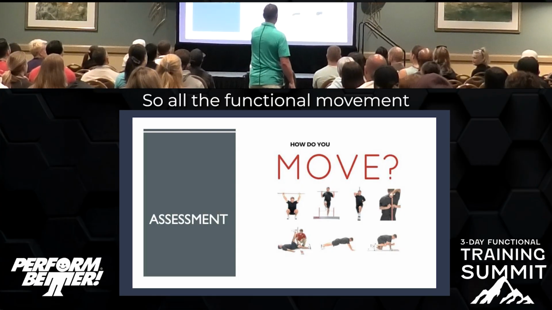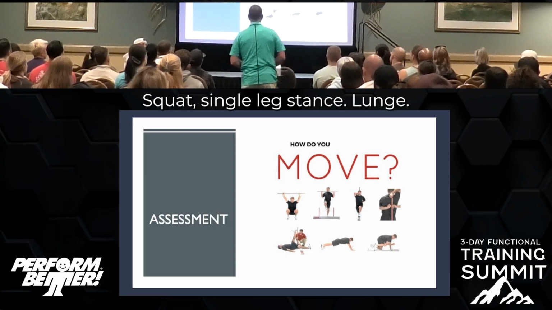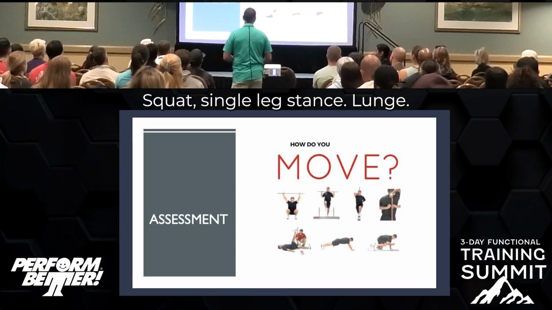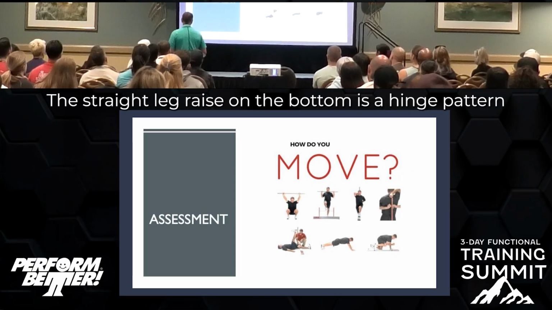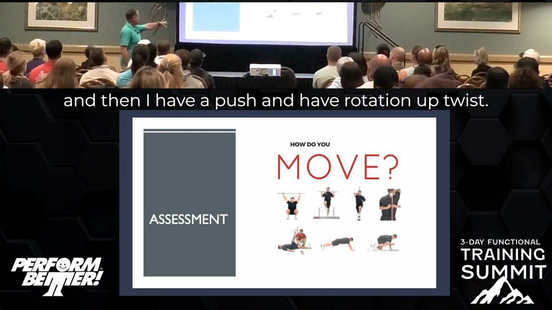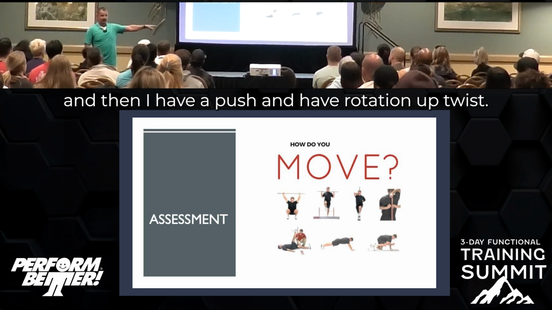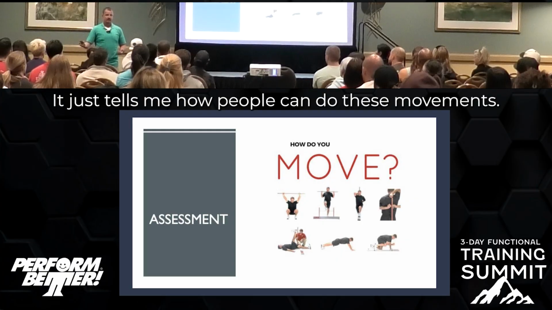So all the functional movement screen is, if you see across the top, squat, single leg stance, lunge, the shoulder mobility is a reaching pattern. The straight leg raise on the bottom is a hinge pattern. And then I have a push and I have rotation, I have twist. It just tells me how people can do these movements.